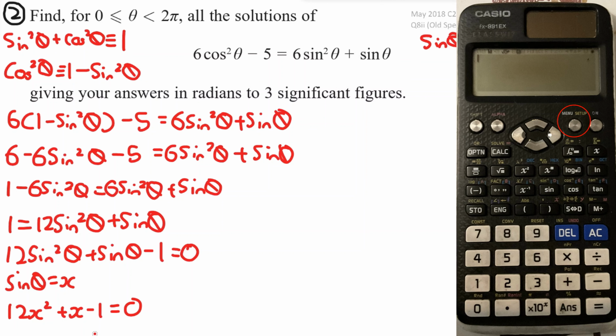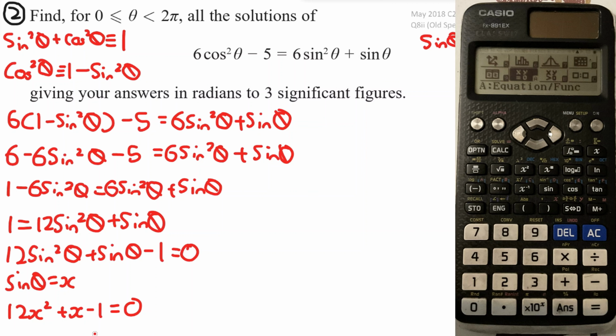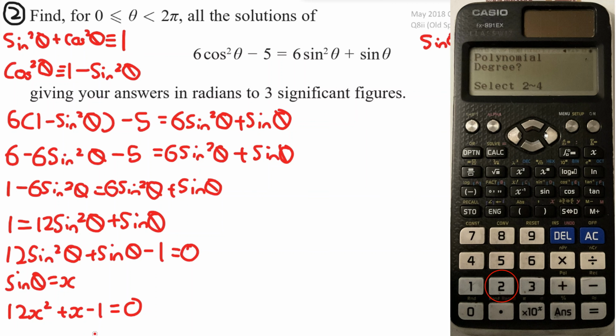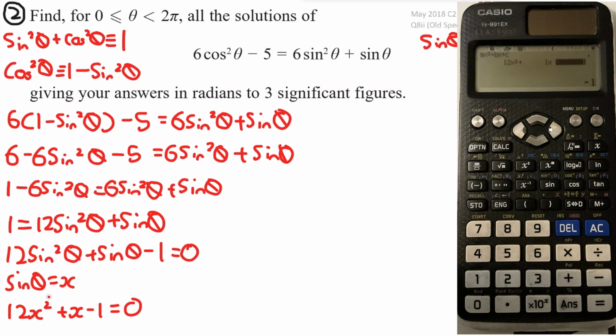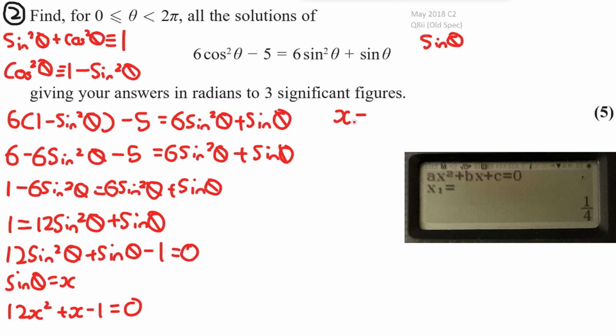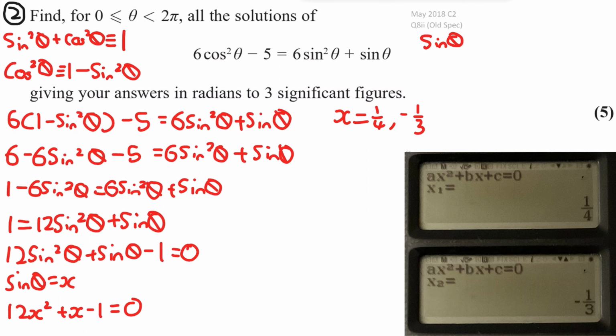On your calculator, you press the menu/setup button and you go down to the equation/function part, which is A. Press equals on it, press 2 for polynomial, press 2 again for what degree it is, because we're going up to the power of 2, and then sub in the correct coefficients. So it's going to be 12, it's going to be 1, because remember there is actually a 1 here, and then minus 1. And if you press equals, it gives you out what the x values are. So x is equal to a quarter and minus 1 over 3, like this.